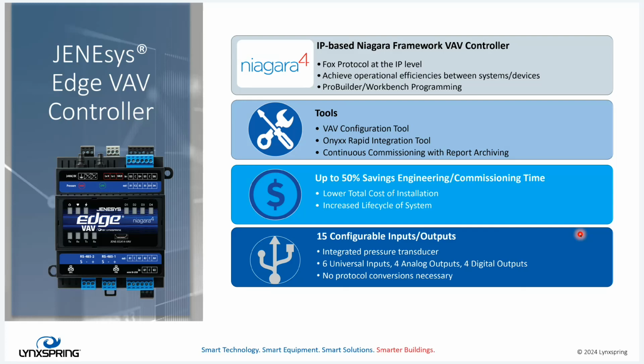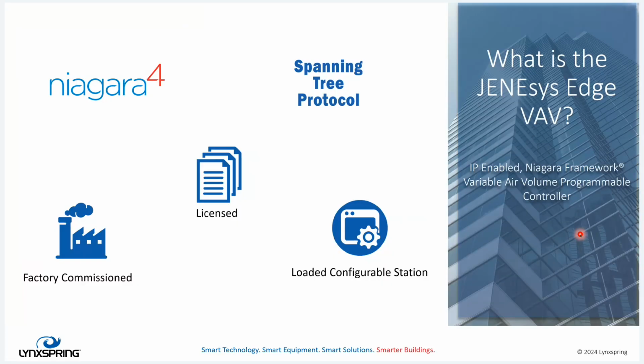Now, getting down to some of the more hardware aspects, the Edge VAV has 15 inputs and outputs, 14 of which are configurable. That 15th one is the air differential pressure that all VAVs have. There is no protocol conversion. These come straight in. Everything for the I/O is handled within the controller. All right, so what is the JENEsys Edge VAV?